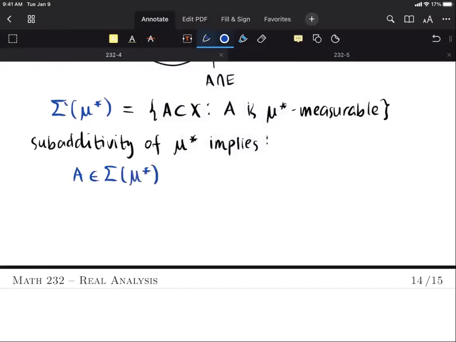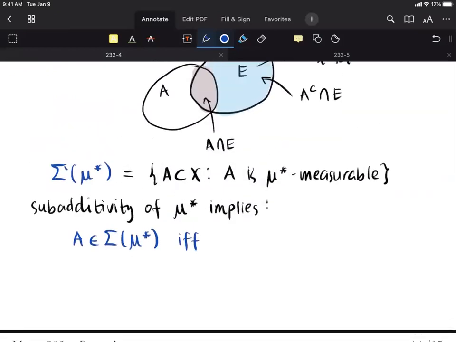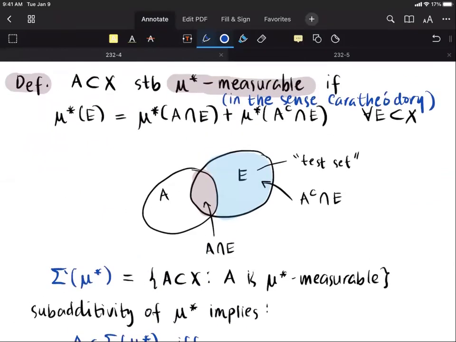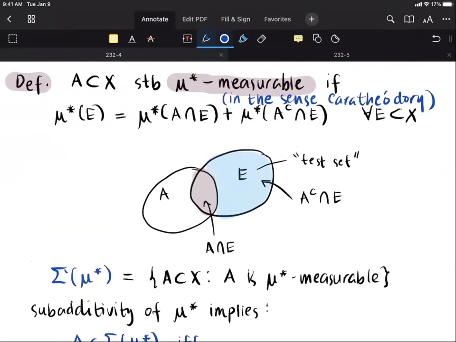So a subset A of X is measurable if and only if... In the case of subadditivity, one inequality is satisfied, in other words, less or equal. Since the union is equal to E, the outer measure of the union is less or equal to the sum of the outer measures, which is, as I said, subadditivity. So by subadditivity, this inequality is always true.